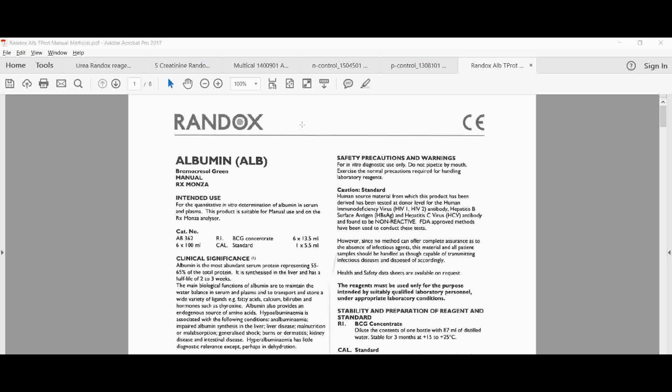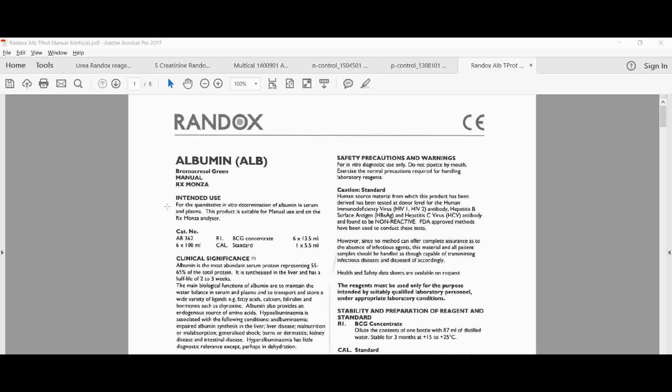The one that we're dealing with right now is the Randox company, and we got this method from them, and we're going to analyze or talk about the package insert of albumin. So information that is given is bromocresol green. That indicates the method for the albumin analysis. Then it also tells you it can be used for manual analysis and for automated analysis. RX Monza is the analyzer that is manufactured by Randox.